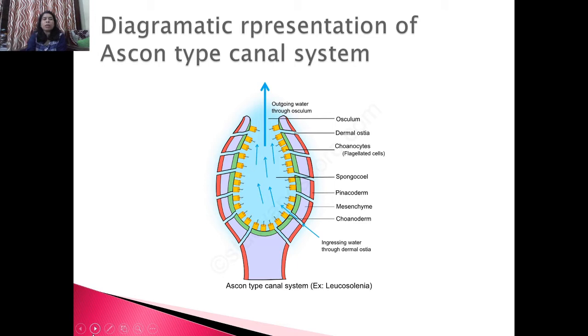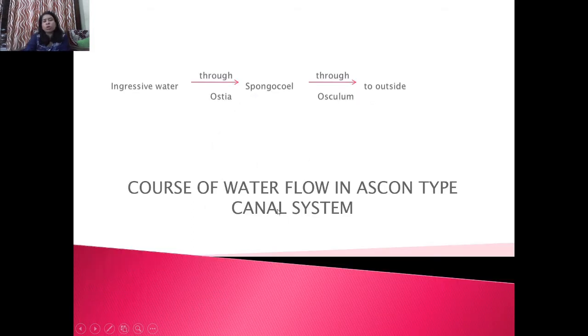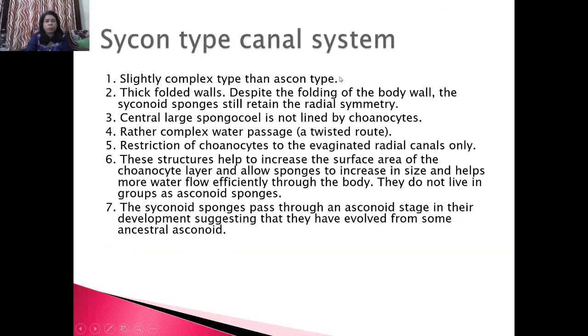You can see here the diagrammatic representation of the Ascon type of canal system, in which you can see the small pores or dermal ostia from where the water enters into the spongocoel. The spongocoel is very big and wide, and water goes outside through a narrow opening called the osculum. This is the course of water current in the Ascon type of canal system. The incoming water reaches the spongocoel through ostia and goes outside through the osculum.